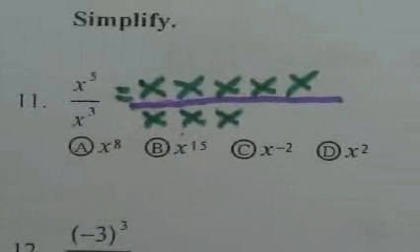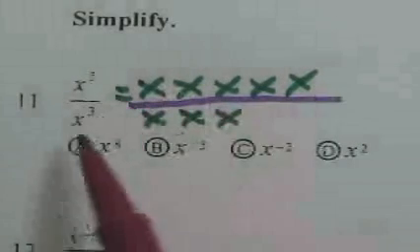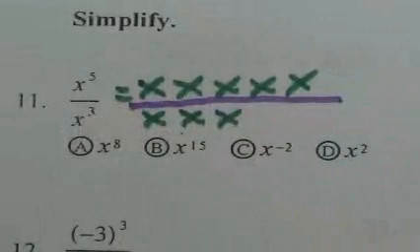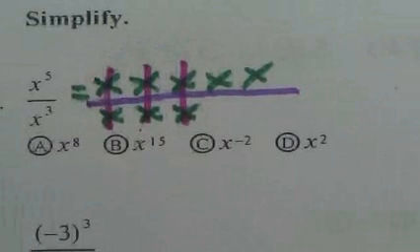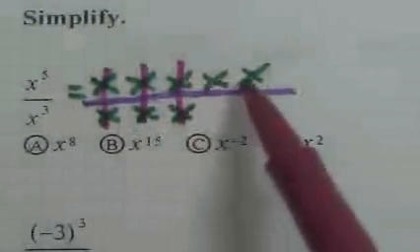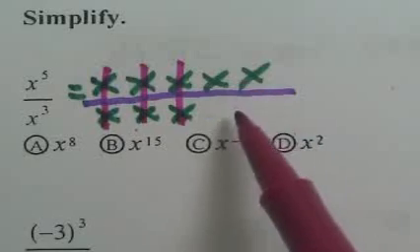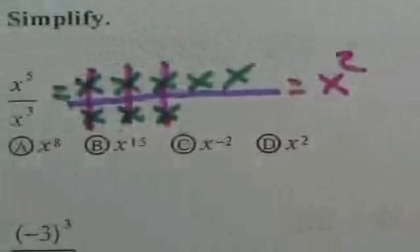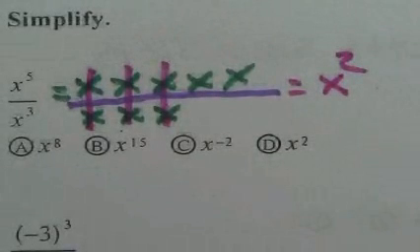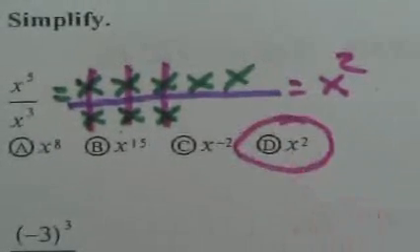Okay, turn over your paper. Okay, on number 11, we have 5 x's on top and 3 x's on the bottom. So notice that these will reduce. And so what do we have left? We have 2 x's left on top. On top, not on the bottom, but on top. So that means I would have x squared up on top. So the correct answer is letter D.